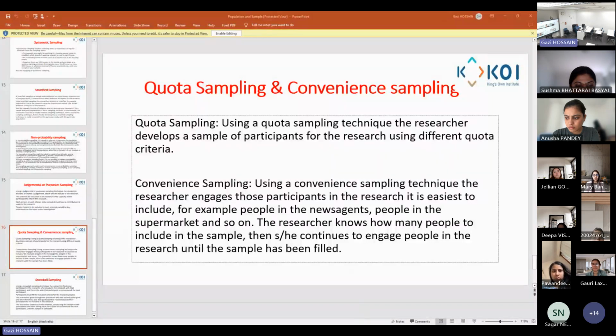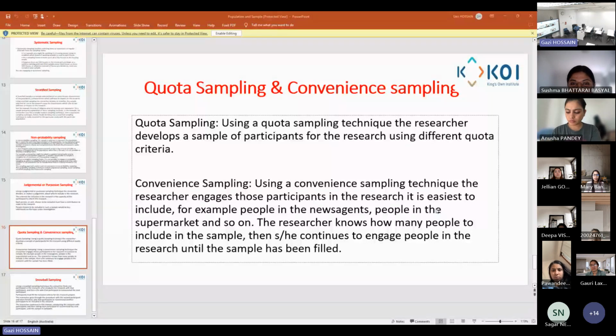For example, we want to collect data from international students. Now we are collecting data, say 20% or 25% from bachelor, 25% from masters, 25% from PhD, 25% from diploma, and 25% from certificate. It's not a good quota again.